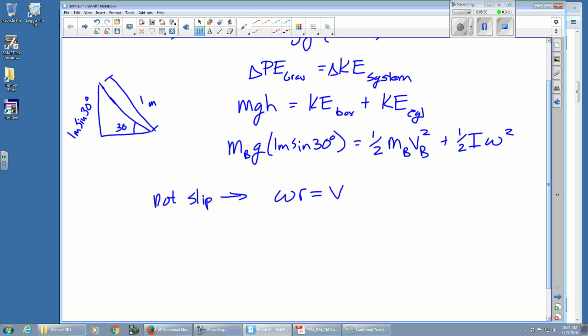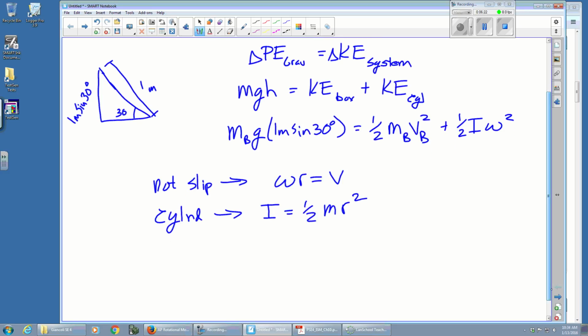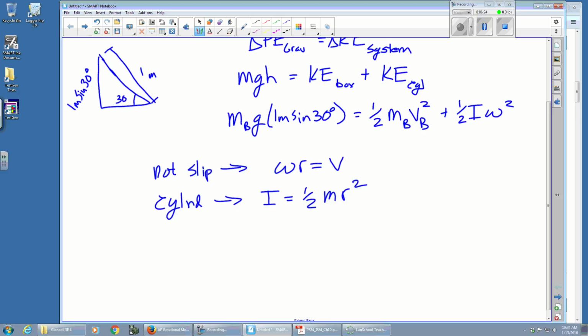All right. The other identity that we know, because it's a cylinder, is that its I is going to be 1/2 m r squared. And that r, I'm going to change to a lowercase r so that it's clear that I have the same r's functioning here. Right, this would be the mass of the cylinder. So let's put a cylinder in there.